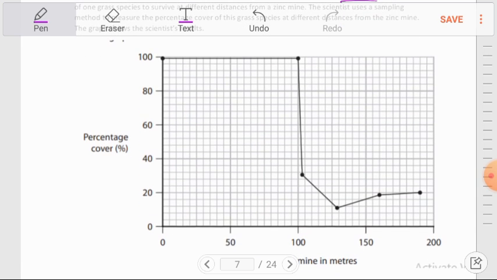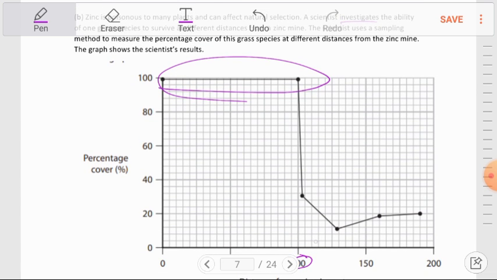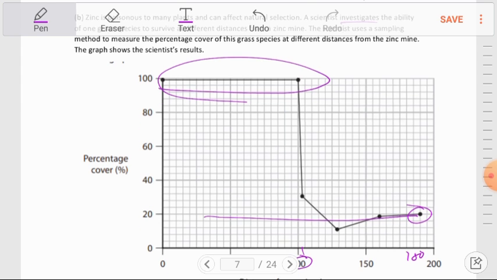We can see that up to 100 meters from the mine, the grass species has 100% coverage. That means the population for grass is suitable around the 100 meters of the zinc mine, and after that the percentage coverage decreases slightly at almost 105 meters from the zinc mine, and after that the decrease is quite bigger, right? Like from 100% it decreases to 20% at almost 180 meters from the mine. So these are the readings that we can make from the graph. Let's move to the question.